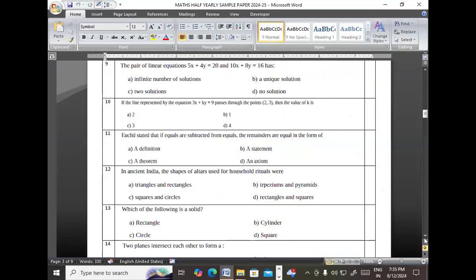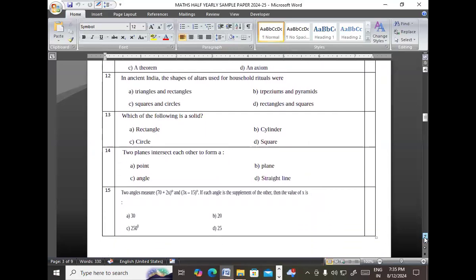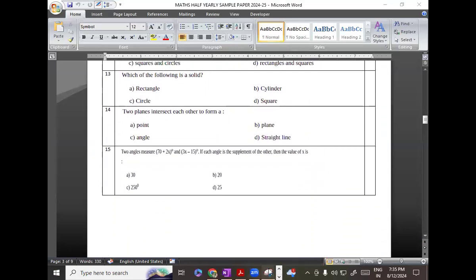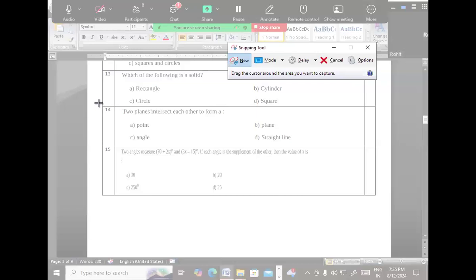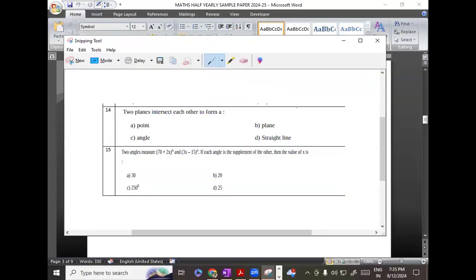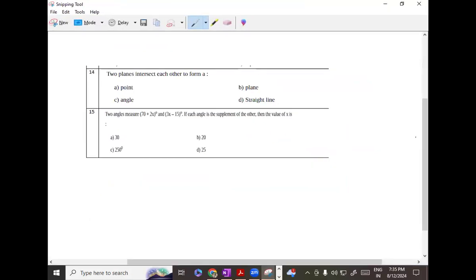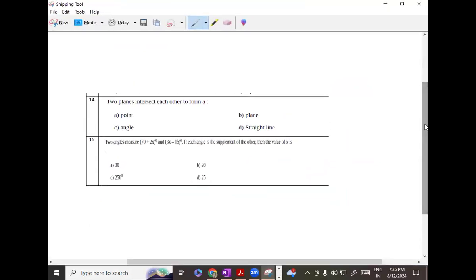Then 14 and 15, tell me. Two planes intersect each other to form what? If two planes intersect each other, they form a straight line.